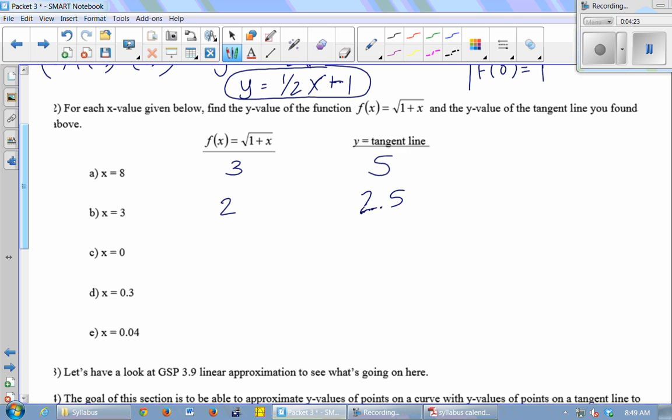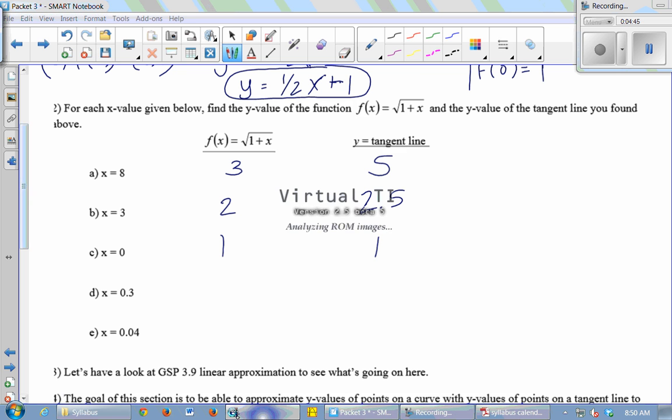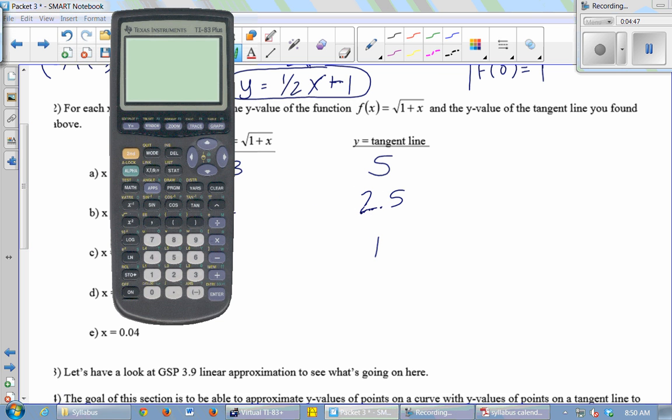How about a 0? If I plug a 0 into the square root and a 0 into the line, what do I get? Nope, 1 and 1. Half times 0 is 0, plus 1 is 1. So 0.3, I might need a calculator. Making these small numbers here.